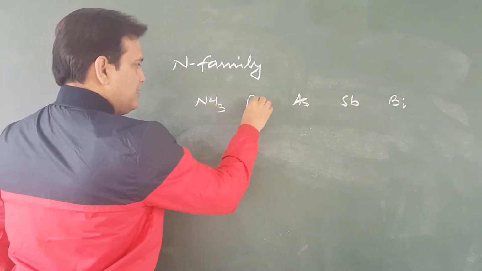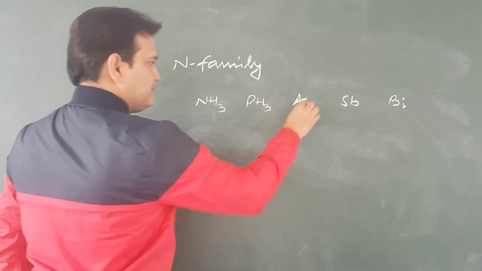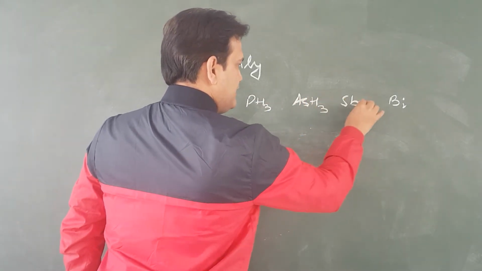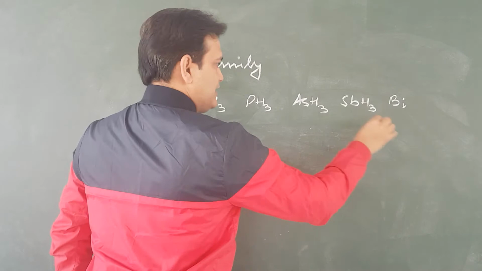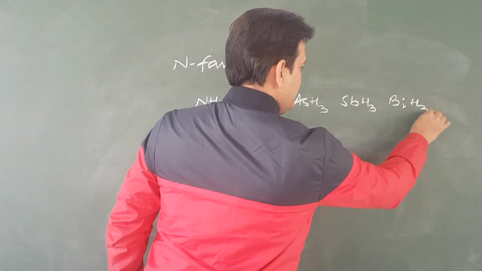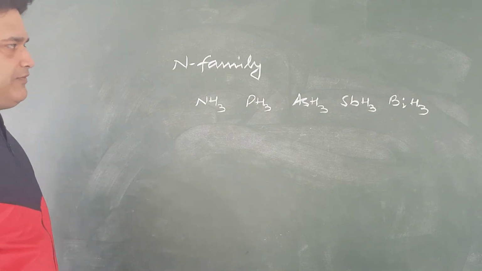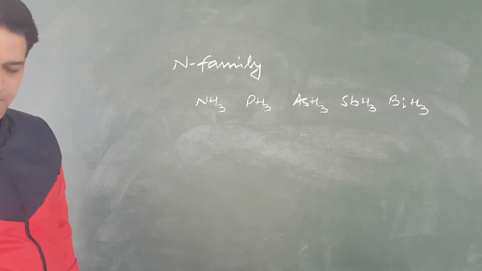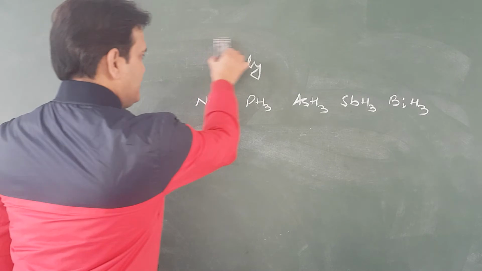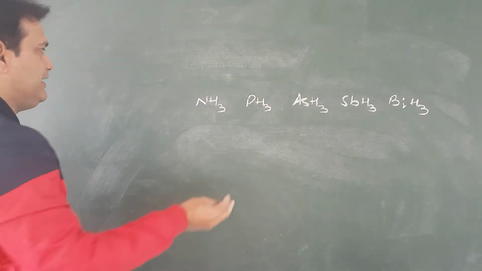Like NH3, PH3, AsH3, SbH3, and BiH3. These are the trihydrides of the nitrogen family. Now, let us first of all discuss their boiling points.